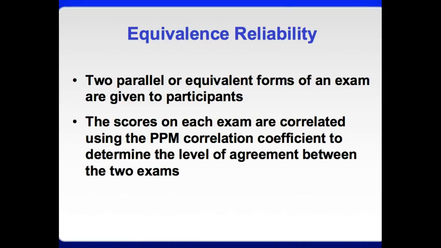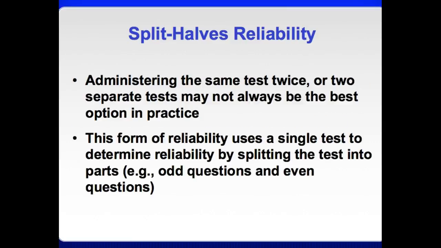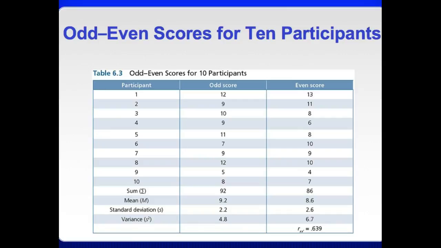Equivalence reliability. Two parallel or equivalent forms of an exam are given to participants. The scores on each exam are correlated using the PPM correlation coefficient to determine the level of agreement between the two exams. Or you can have split-halves reliability. Administering the same test twice or two separate tests may not always be the best option in practice. This form of reliability uses a single test to determine reliability by splitting the test into parts, odd questions and even questions. Odd-even scores for 10 participants.